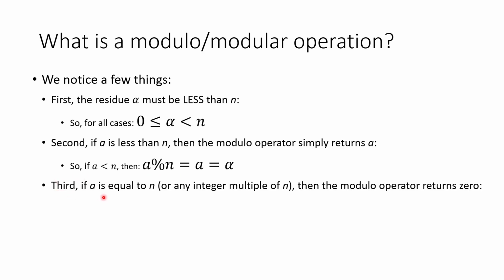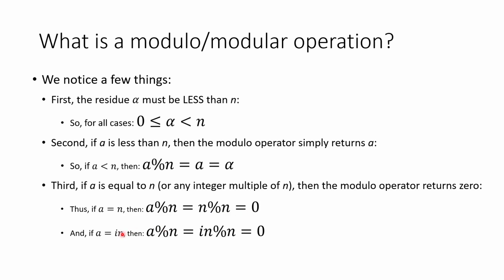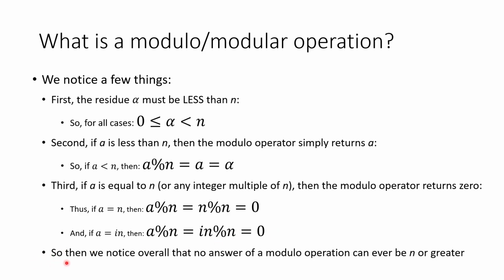And the third is if a is equal to n, or really any integer multiple of n, then the modulo operator returns 0. And so, a mod n equals n mod n if a is n, and then that's just 0 because you're stripping away n and you're left with nothing. And so similarly, if it's just any multiple of n, you strip them away until you get nothing. So there's no remainder, there's no residue, so it's always 0. And so then we notice overall that no answer of a modulo operator can ever be n or greater. So a modulo n will never ever be n or greater.